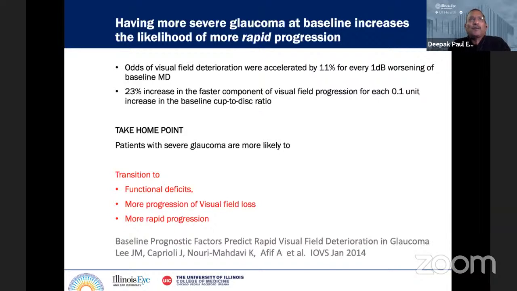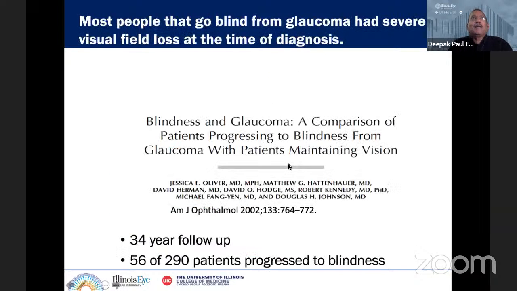So the take-home points with this ominous message are that patients with severe glaucoma are more likely to transition to functional visual field defects, more progression of visual field loss, and more rapid progression. So the stakes are high. Most patients that go blind from glaucoma had severe visual field loss at the time of the diagnosis.